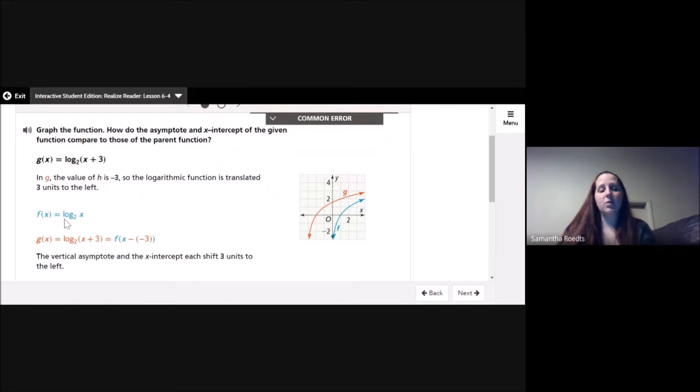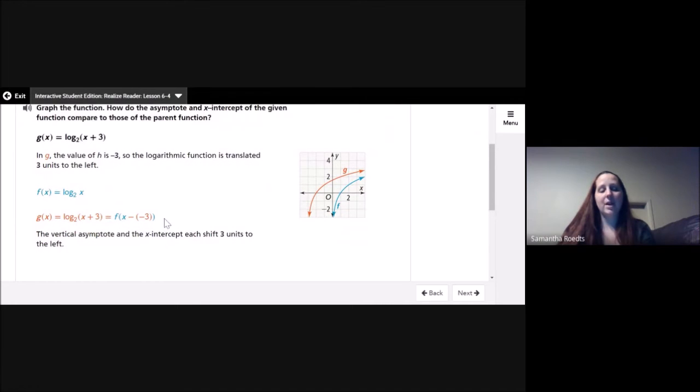Okay. So f of x equals log base 2 of x. So that's the original function, this blue one. And then it's going 3 units to the left. So 1, 2, 3. It ends up right here. So instead of it crossing the x-axis at 1, it's going to cross at negative 2.